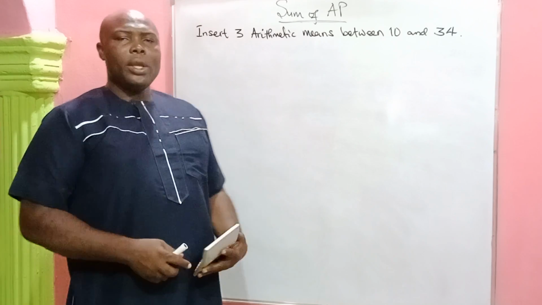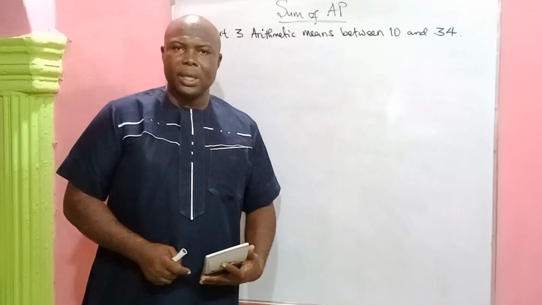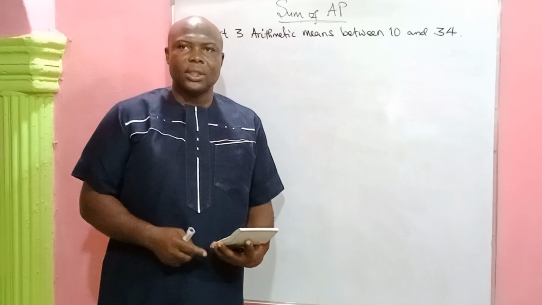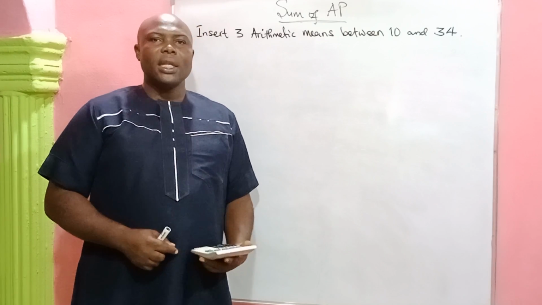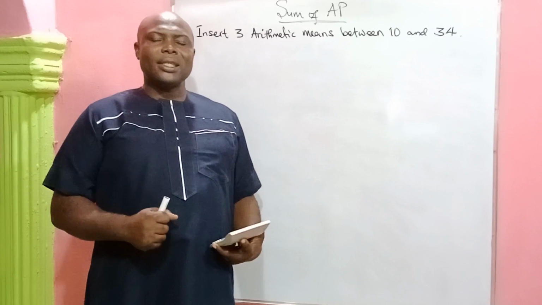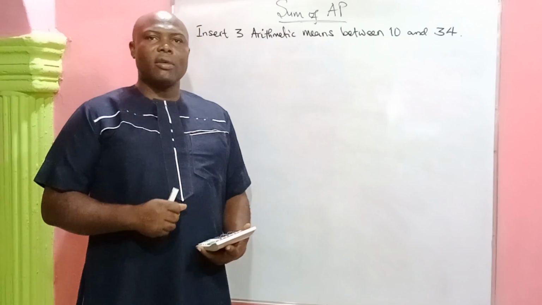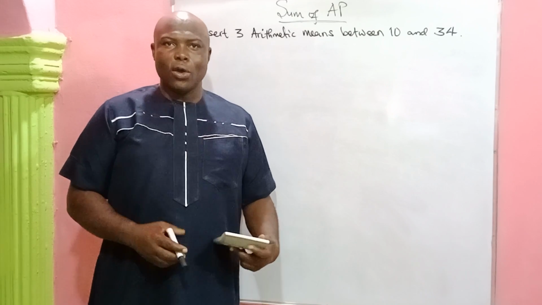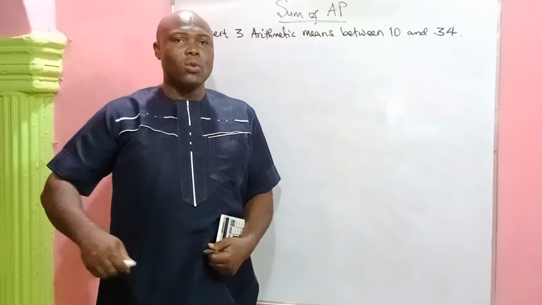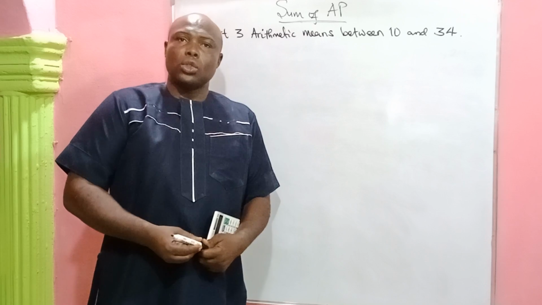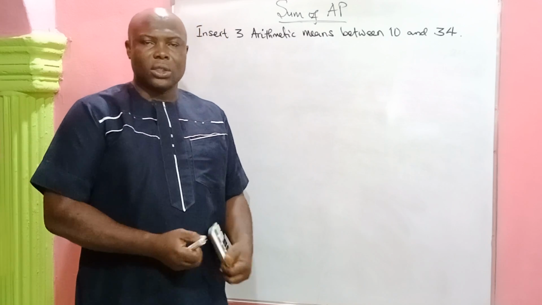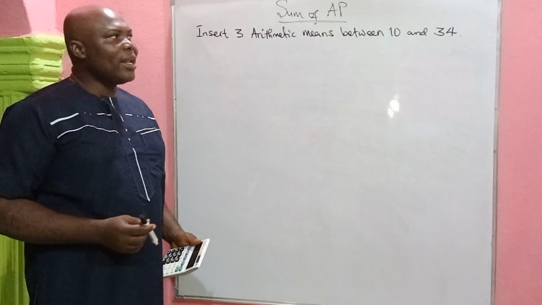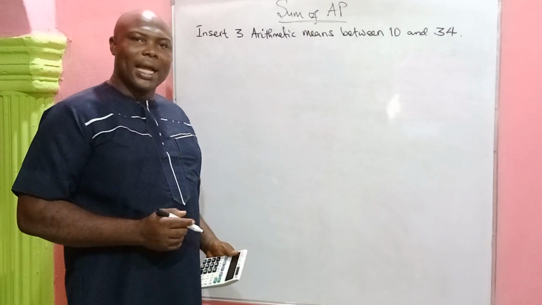All right, before we proceed to the sum of AP, in our last slide, we treated AP itself, the introductory aspect. We solved problems that involved AP. But there's this particular problem that was not solved, which I've decided to bring before I proceed to the sum of AP. It's a very interesting one, and I want you to have a fair idea about the problem. And it's on the board. They say we should insert three arithmetic means between 10 and 34.